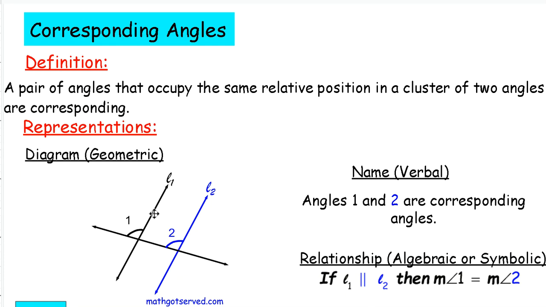Now, if L2 and L1 are parallel lines, then it follows that angle 1 and angle 2 are congruent. All right? So remember, when parallel lines are cut by a transversal, corresponding angles are always congruent.